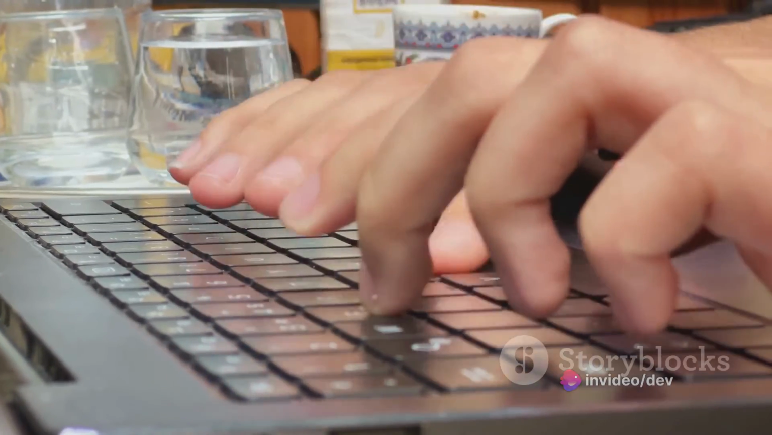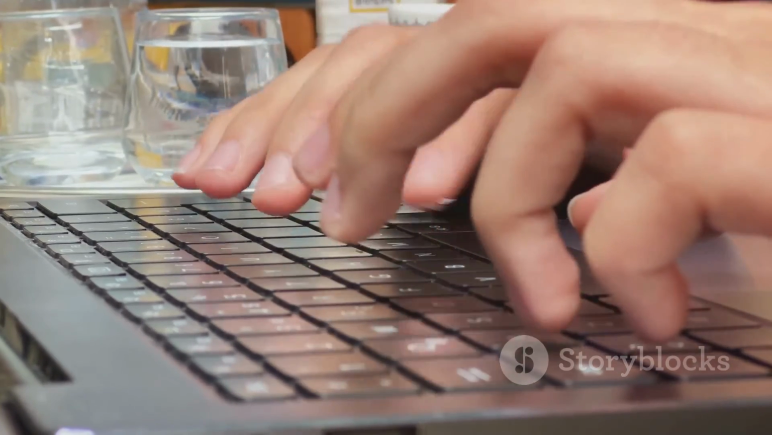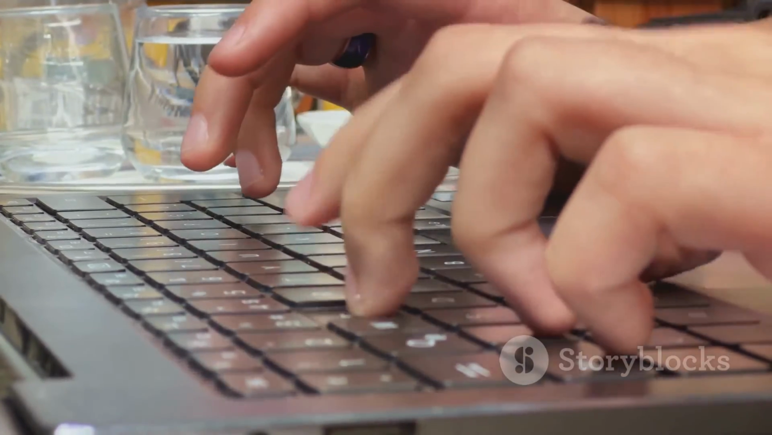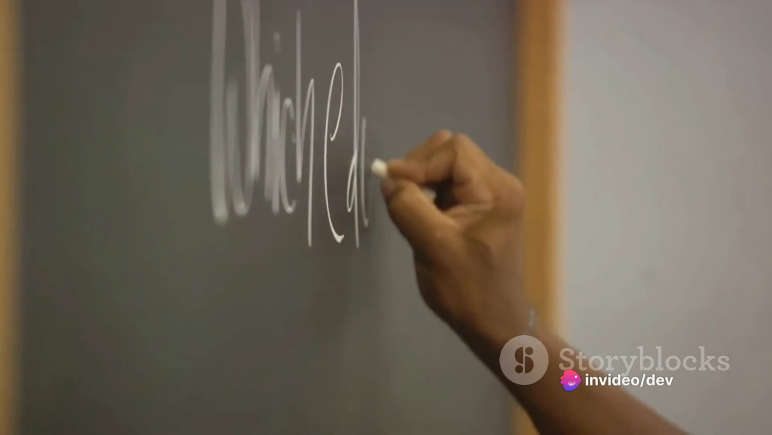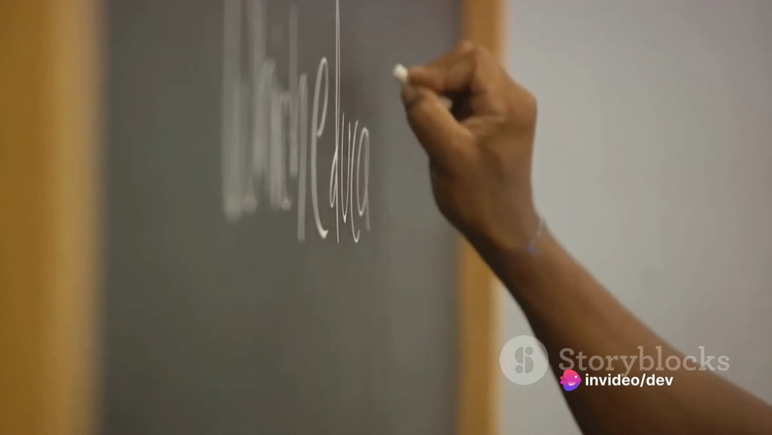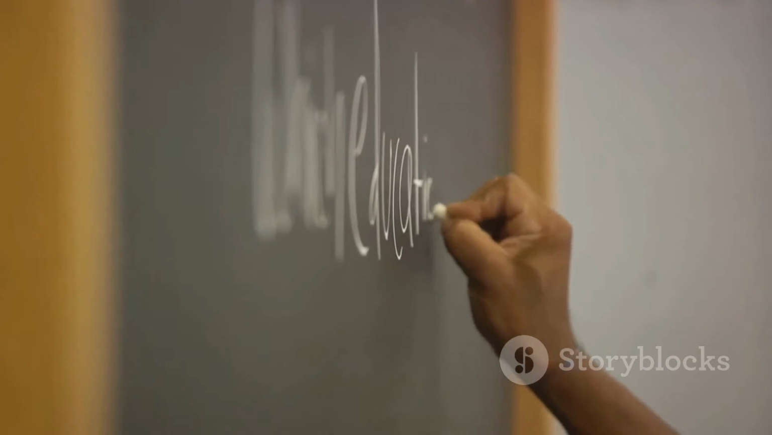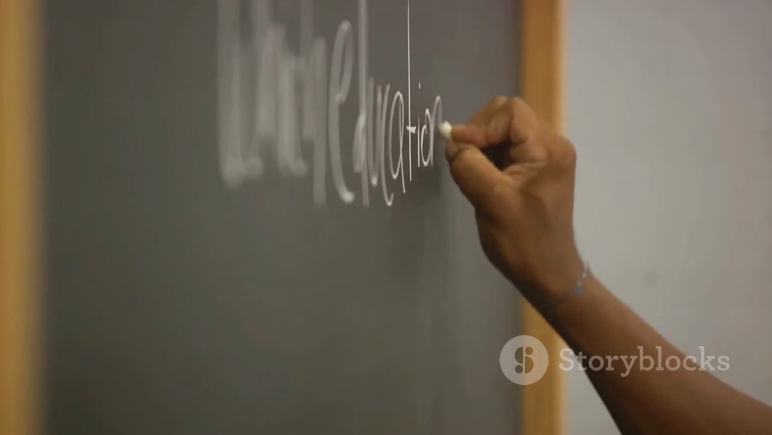Just ensure it's a plain text editor, not a word processor, as we don't want any formatting in our robots.txt file. Once we have our text editor open, it's time to start writing our instructions for the web robots. These instructions are written in a specific syntax. Don't worry, it's not as scary as it sounds. In fact, the syntax is quite simple.